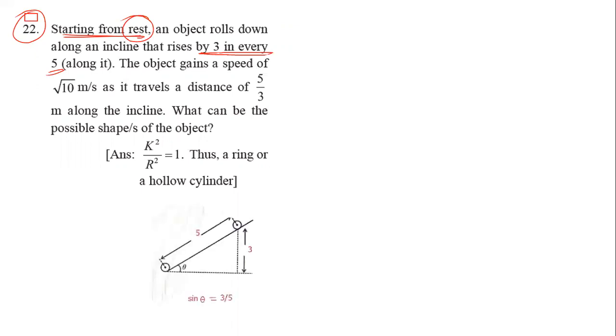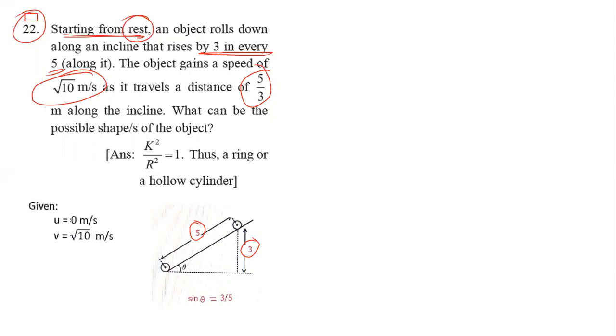So let me show you in the diagram. This is 3 and this is 5. The object gains a speed of root 10 meter per second as it travels a distance 5 by 3 meter along the incline. What can be the possible shape of the object? Now we have to decide which object this is.